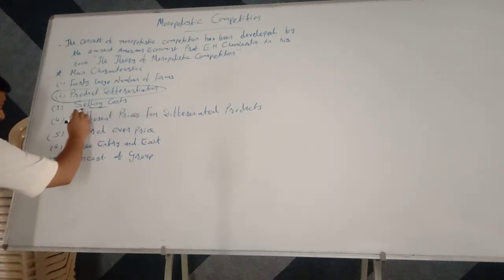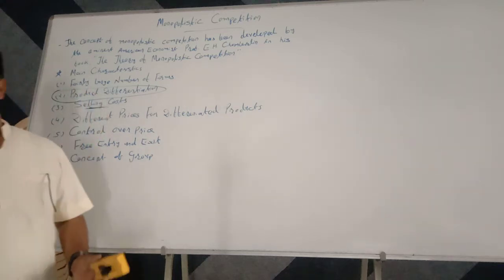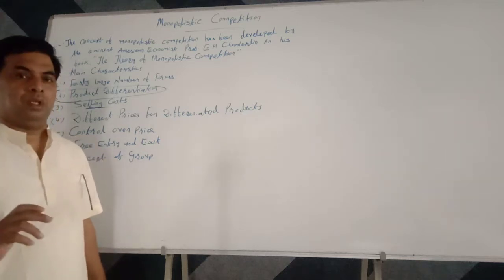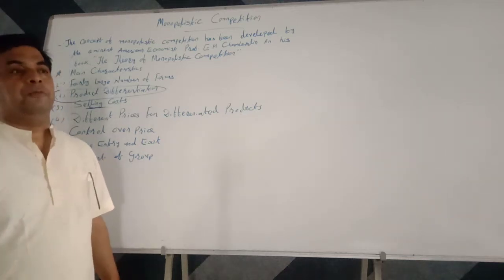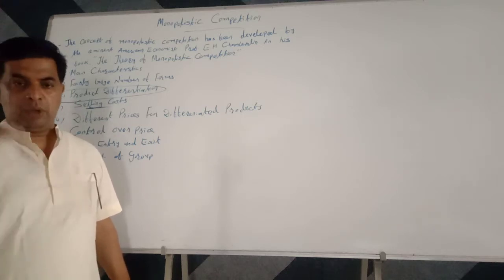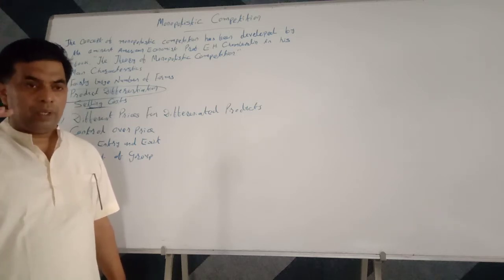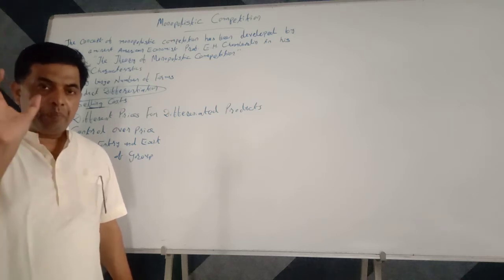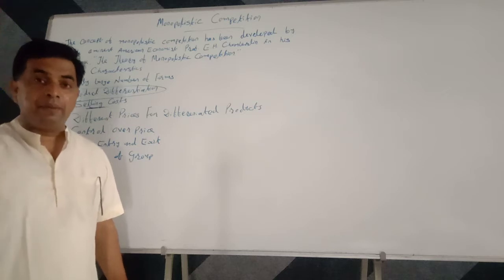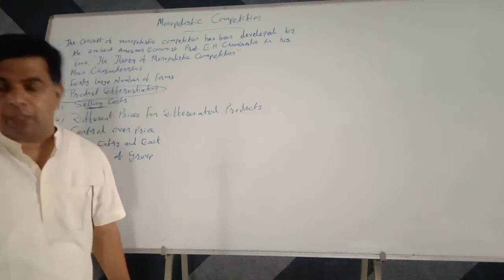In a monopolistic competition, selling cost is very, very important. Why? Because products are close substitutes. Products are differentiated. So selling costs are those costs incurred in order to persuade the consumer to buy the advertised product in preference to other products.